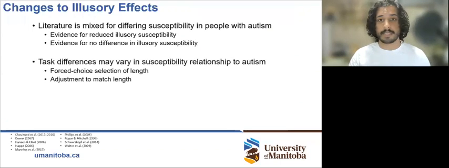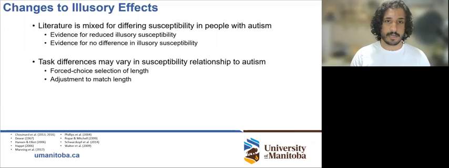The other question we aimed to answer was how illusory magnitude of bias in the Müller-Lyer changes with different modes of measuring bias. Forced choice tasks and adjustment tasks have been used to determine perceived length differences of the Müller-Lyer illusion in people with autism and neurotypicals expressing autistic traits.